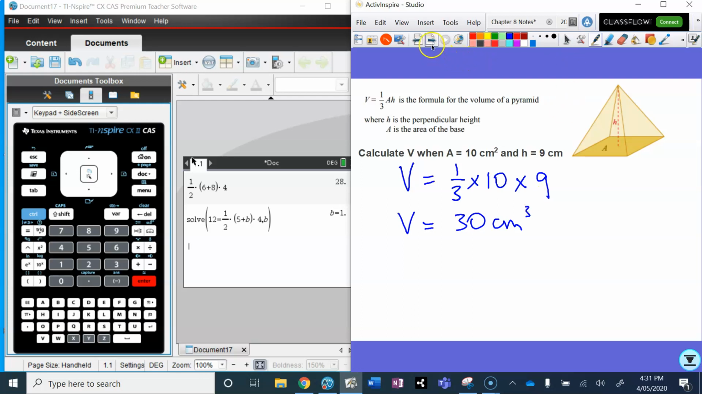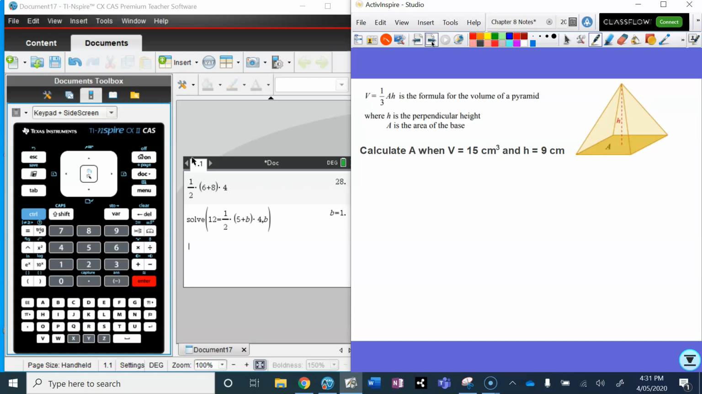If we're not doing the subject of the formula, so say I was doing the same pyramid, but I'm trying to calculate the area of the base if I knew the volume and the height. So as long as I know, out of those 3 measurements, as long as I know 2 of them, I can solve the third one. So in this case, I'm looking to calculate A. So I know the formula is V equals 1/3. So I know V is 15. So in this case, 15 is equal to 1/3 of the area, which I don't know, times the height.